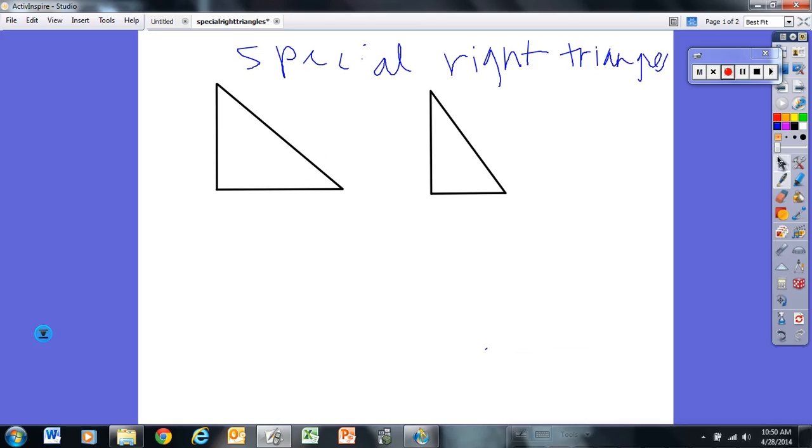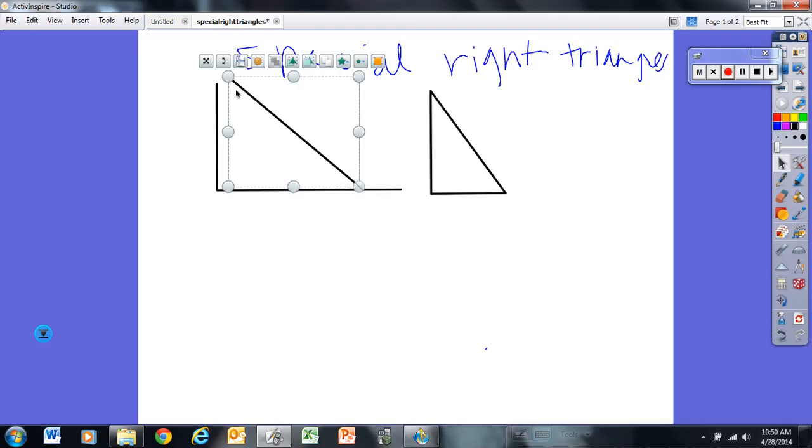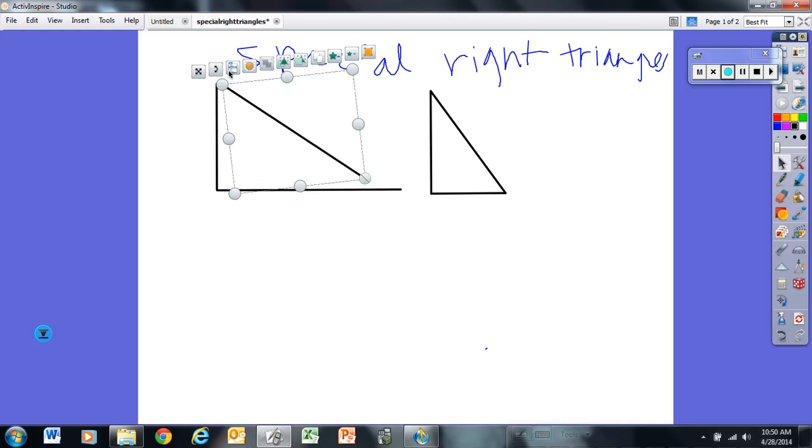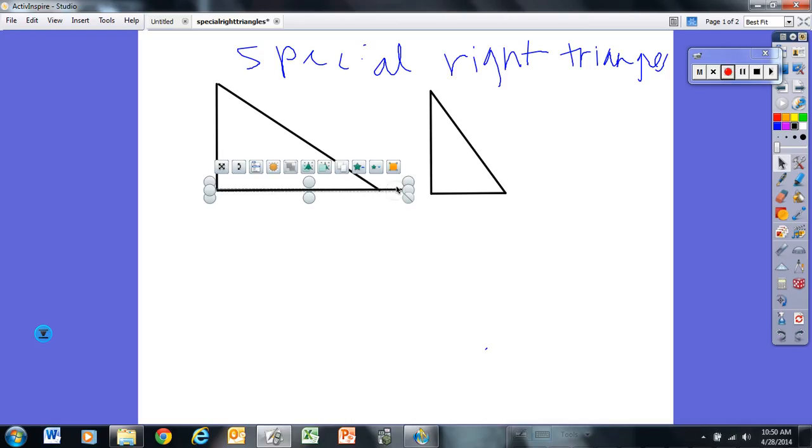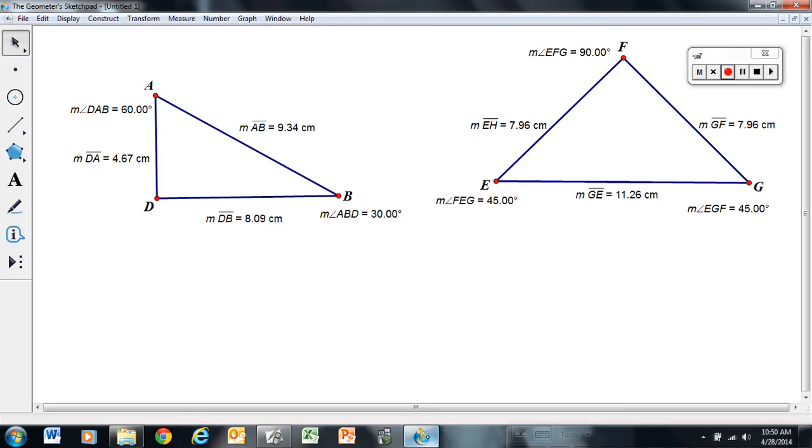This triangle, I'm going to make it a little more exaggerated. This triangle has an angle of 30 degrees here and 60 degrees here. These are the side lengths.